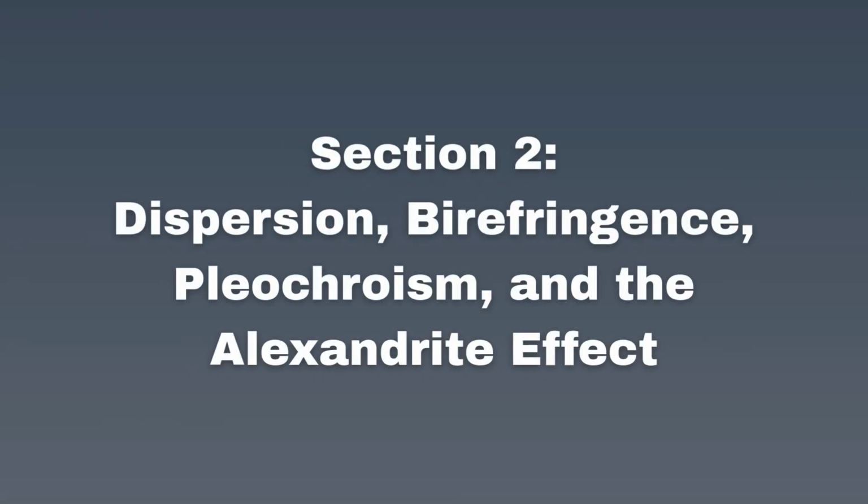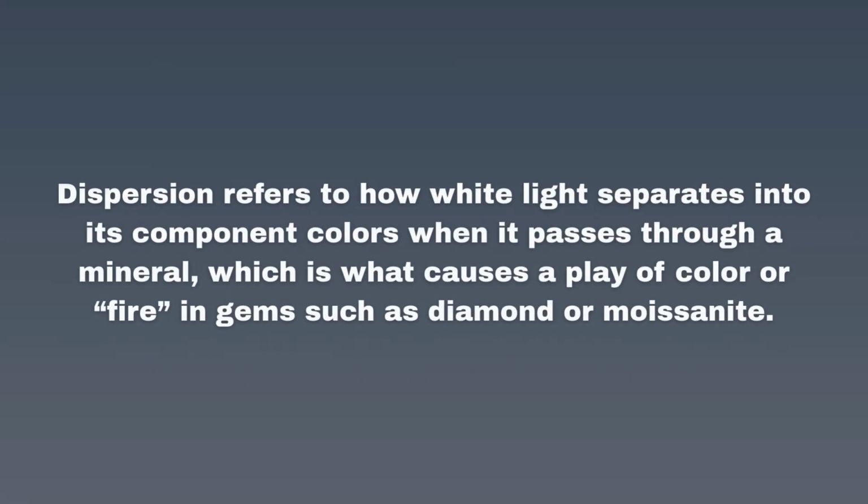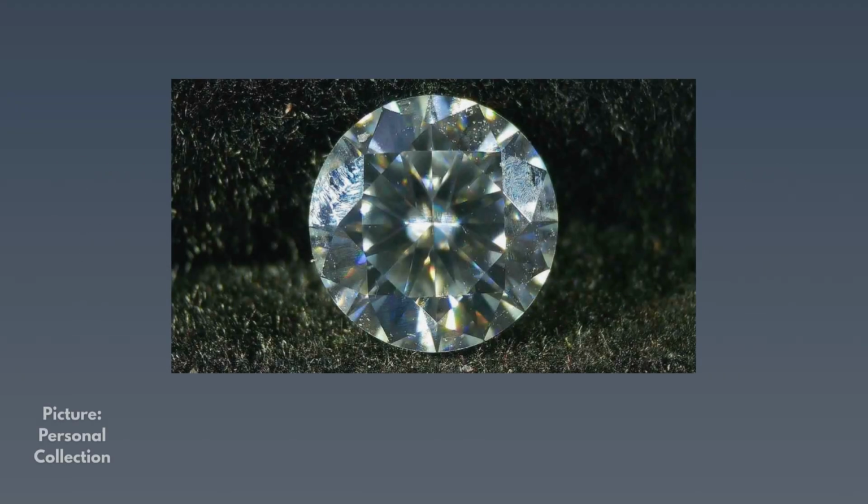Section 2. Dispersion, Birefringence, Pleochroism, and the Alexandrite effect. Dispersion refers to how white light separates into its component colors when it passes through a mineral, which is what causes a play of color or fire in gems such as diamond or moissanite. This is a synthetic moissanite, so those little sparkly, colorful bits in it are caused by dispersion.